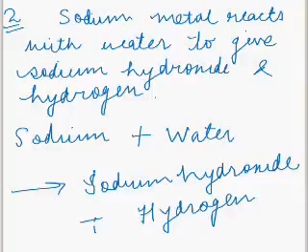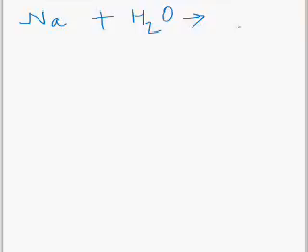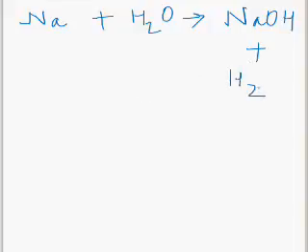Now we know the chemical formulae of all the reactants and products, so we will write the chemical formulae instead of names. For sodium we will write Na, the chemical formula of sodium. It reacts with water, that is H2O. It will give sodium hydroxide, NaOH, the chemical formula for sodium hydroxide, and hydrogen, that is H2. This equation has 2 hydrogen atoms on left side but 3 hydrogen atoms on right side.